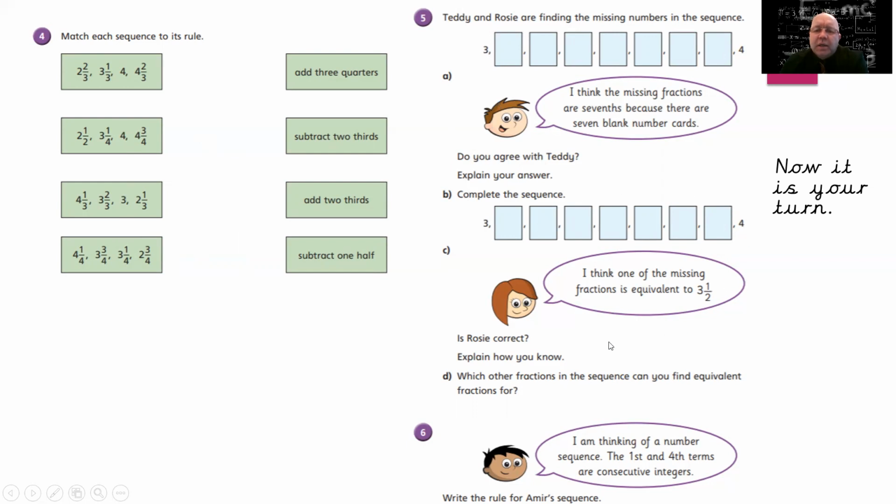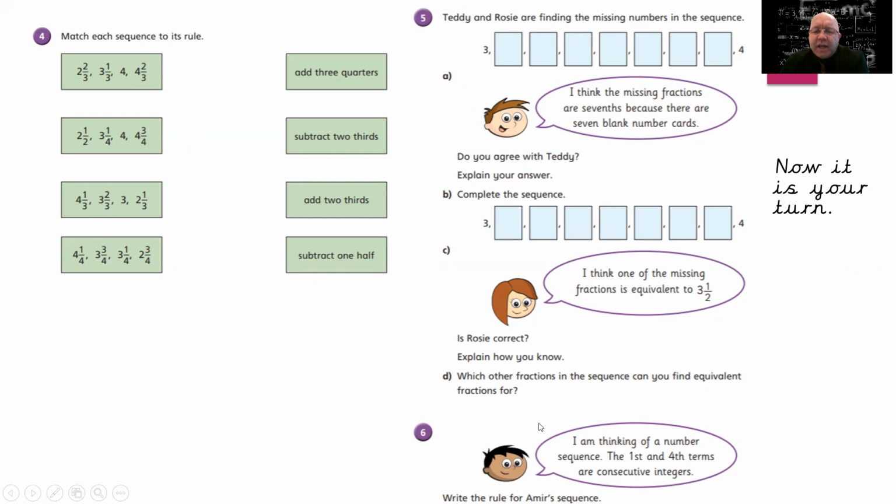Now, Rosie thinks that one of the missing fractions is the same as 3 and 1/2. Is she right? And explain it. Okay. And which other equivalent fractions can you spot in that sequence? So are there any ones you can simplify?